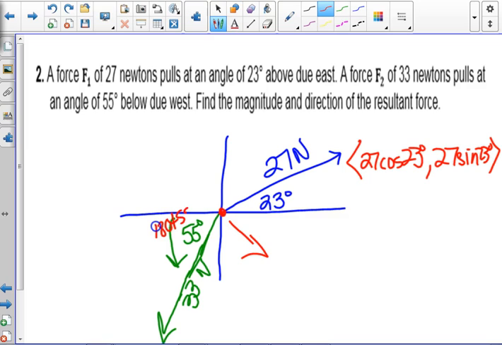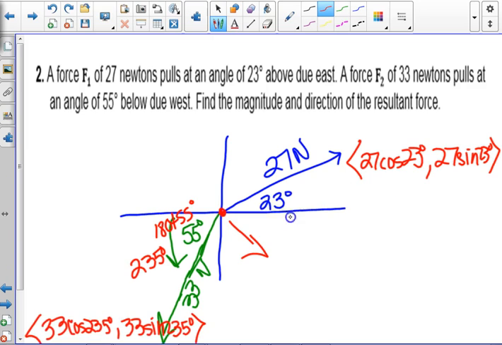180 plus 55, so that we get the right signs, would be 235. Is that right? Did I add right? So I have 33 cosine 235 and 33 sine 235. Okay, adding those up, what lovely decimal components do I get?